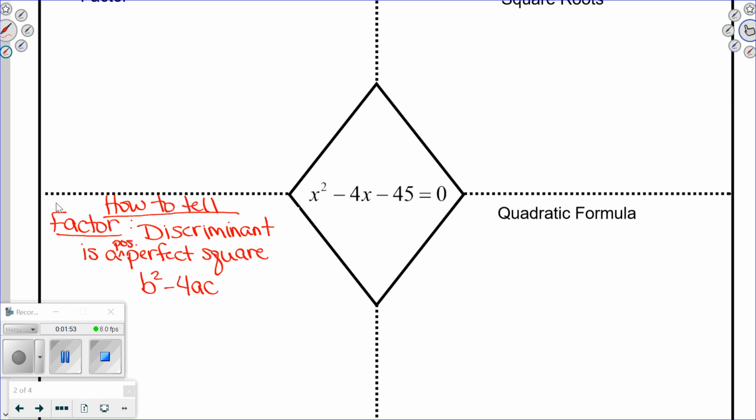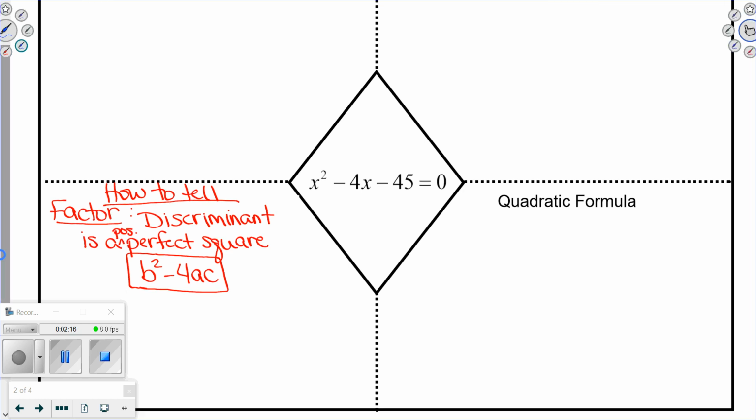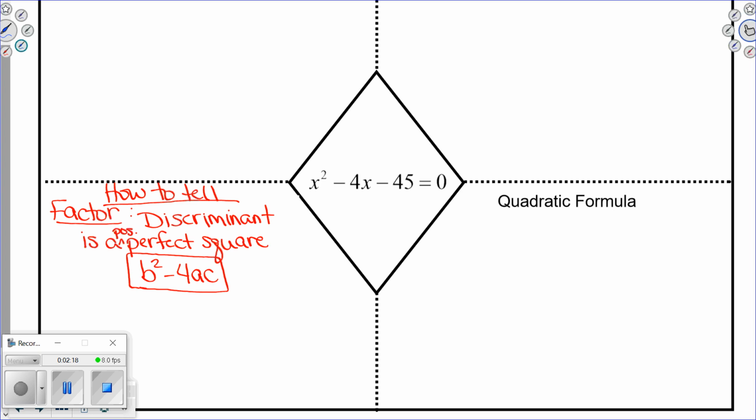So if you want to know if it factors, one way you can check is to check the discriminant. See what b squared minus 4ac is. If that's a positive perfect square, it'll factor. If it's not, it won't factor. So if you're somebody who doesn't want to guess and check until you're blue in the face, check and see what that is. All right, how do we know if we can use the square root method?